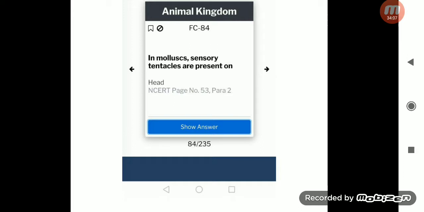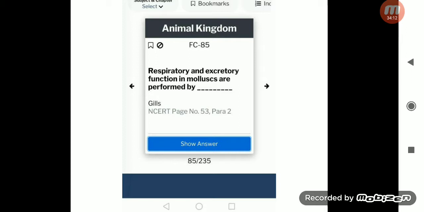Respiratory and excretory functions in mollusks are performed by gills.